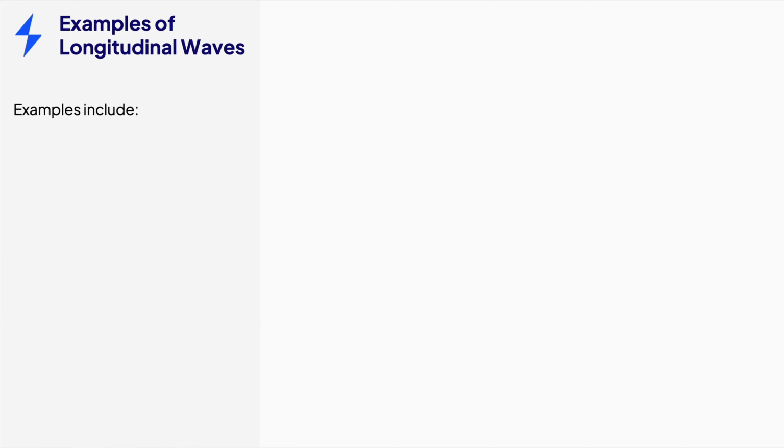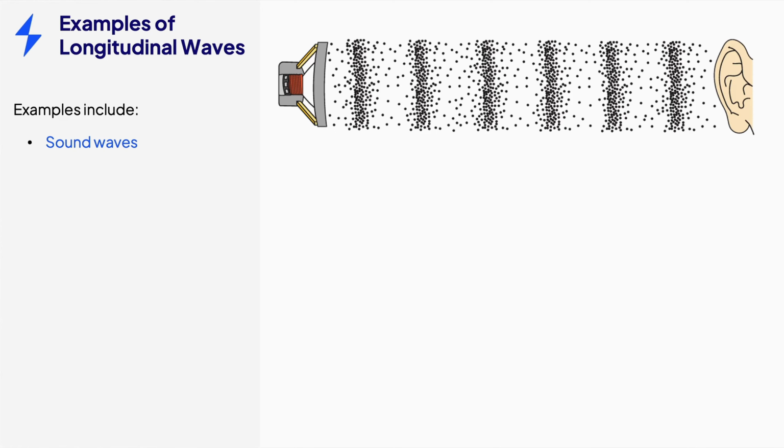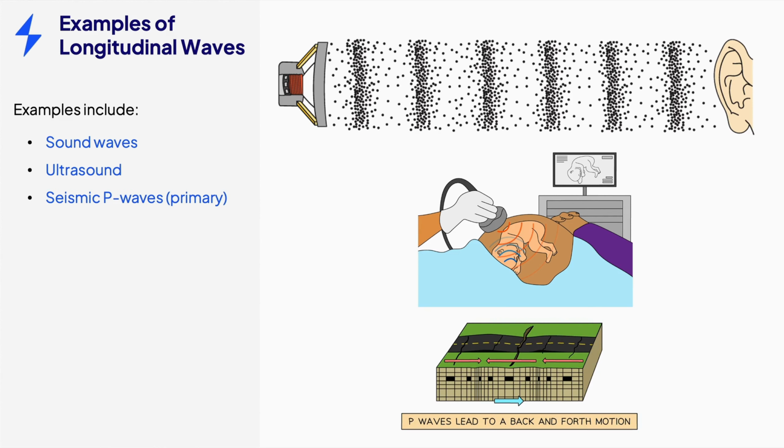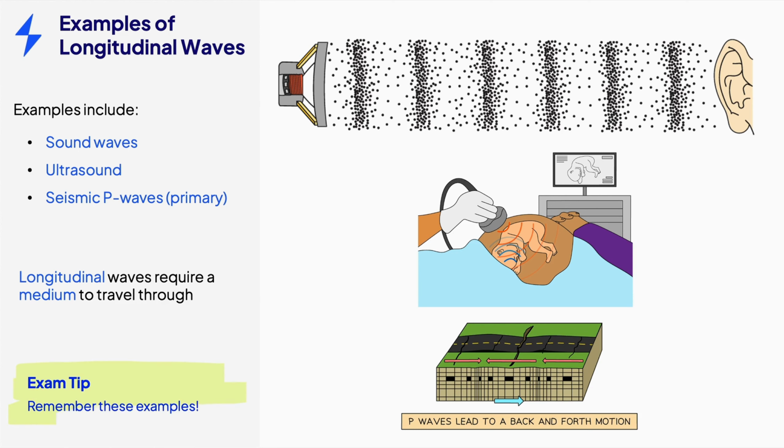Common examples of longitudinal waves are sound waves, including ultrasound waves, as well as seismic P or primary waves. This is when the ground moves in a back and forth motion. Longitudinal waves commonly travel a lot slower than transverse waves. This is because they require a medium, such as air or water, to travel through, as it is the particles themselves that carry the wave from one point to another. Again, make sure you remember these examples, as they are commonly asked in exam questions.